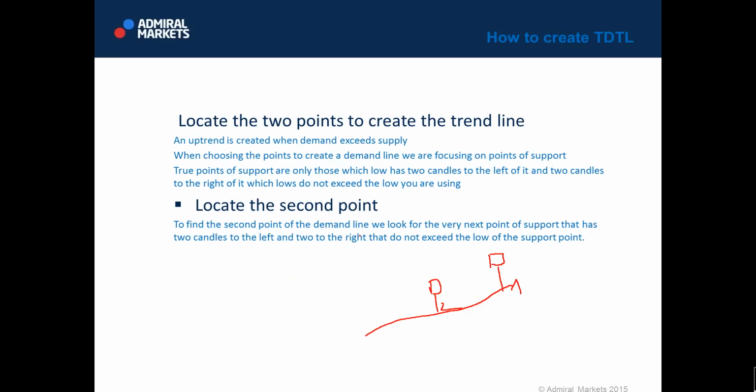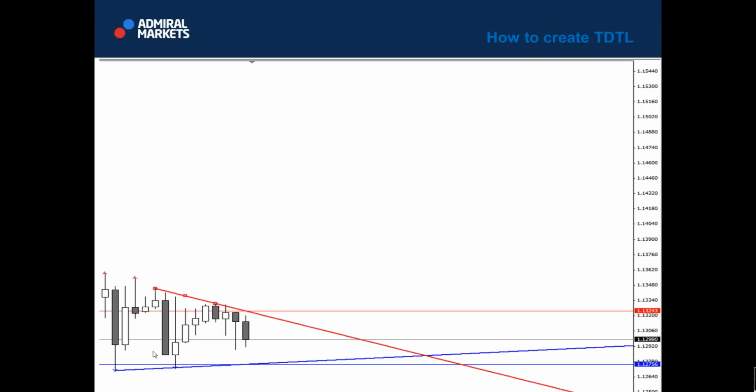So to find the second point of the demand line, we look for the very next point of support. It has 2 candles to the left and 2 to the right that do not exceed the low of the support point. So that should look like this. We first create this trend line. This is what the indicator plotted automatically. So this is point 1, this is point 2. They were connected, but the indicator plots it standardly. But that is definitely how Tom DeMark teaches you to do it. And you can now ignore this upper trend line because we are talking now about this demand trend line.